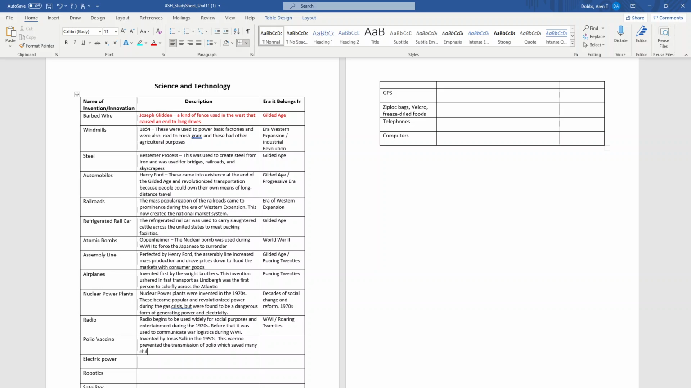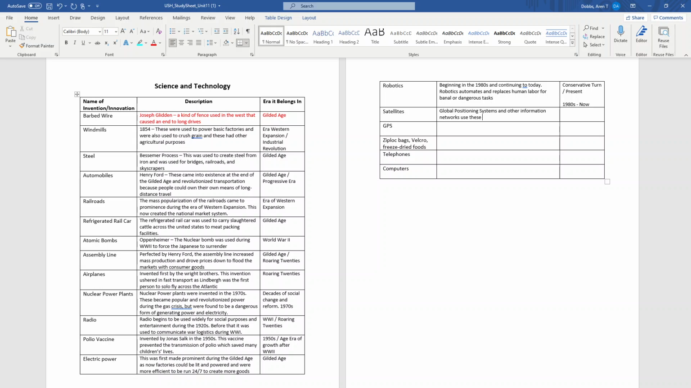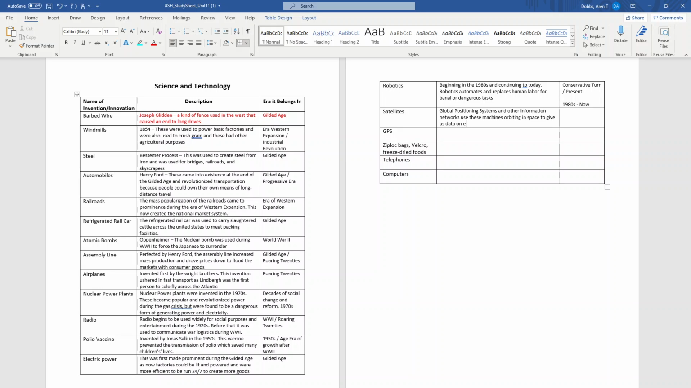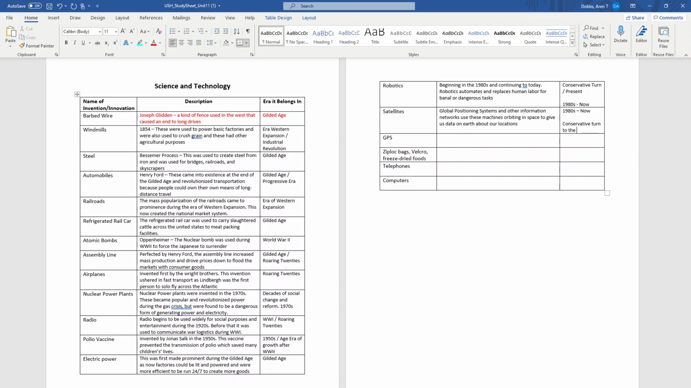Satellites. Global positioning systems and other information networks use these machines orbiting in space to give us data on Earth about our locations. This is the same, 1980s until now. Conservative turn to the present.